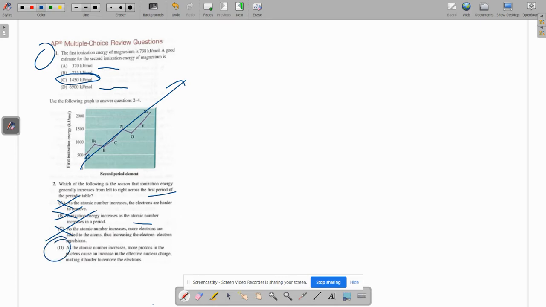So let's look at letter D. It says, as the atomic number increases, more protons in the nucleus cause an increase in effective nuclear charge, making it harder to remove electrons. Boom, that is our best answer. As you go across a period, a row on the periodic table, you keep adding one more proton, one more proton, one more proton. That's called the effective nuclear charge, or sometimes just nuclear charge. That is what can pull the electrons in tighter and tighter, and therefore it gets harder and harder to remove those electrons. So that, my friends, is definitely the best answer.